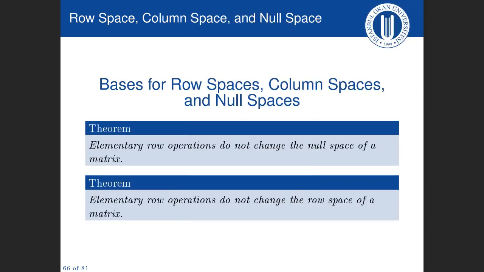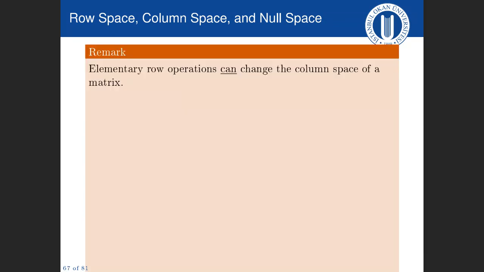Let's talk about bases for row spaces, column spaces, and null spaces. First of all, two important theorems. Elementary row operations do not change the null space of a matrix, and elementary row operations do not change the row space of a matrix. Now notice that we've had three spaces here, row space, column space, and null space, but I only have two theorems. That's because elementary row operations can change the column space of a matrix, so be careful there.